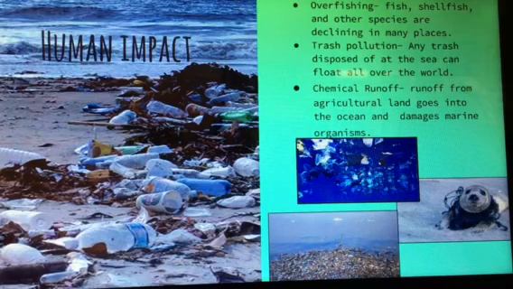Marine animals like seabirds, whales, and sea turtles are eating plastic pollution and dying from choking. Pesticides coming from runoff of agricultural land into the ocean damages marine organisms. These chemicals then end up in the food chain and affect many other animals.